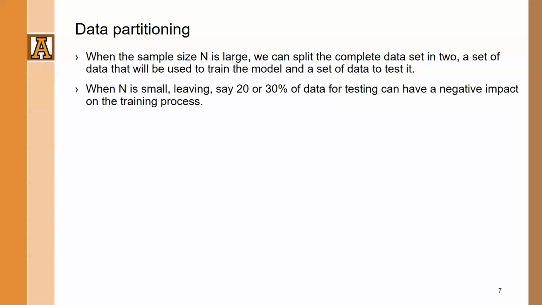Now, when n is small, if we leave 20 or 30% out for testing, that may be bad for the creation of the model, for the training of the model. Because we know that in general, the more data we have, the better model we can get. So if the data is small, we may have to leave a smaller percentage of data for the test data set.